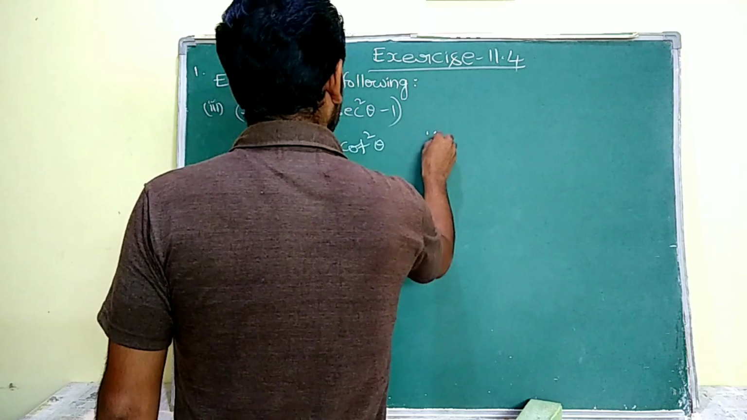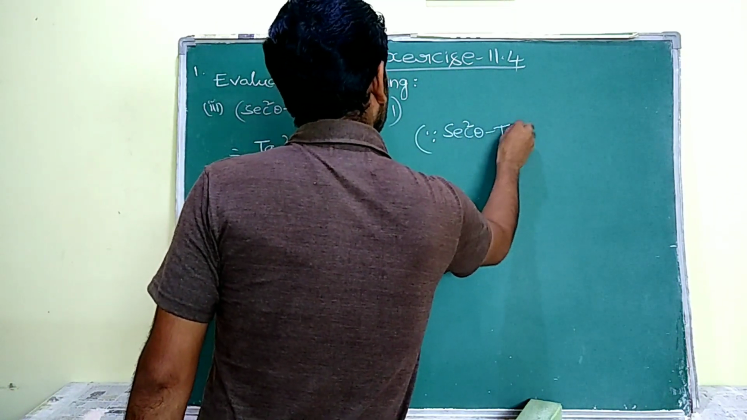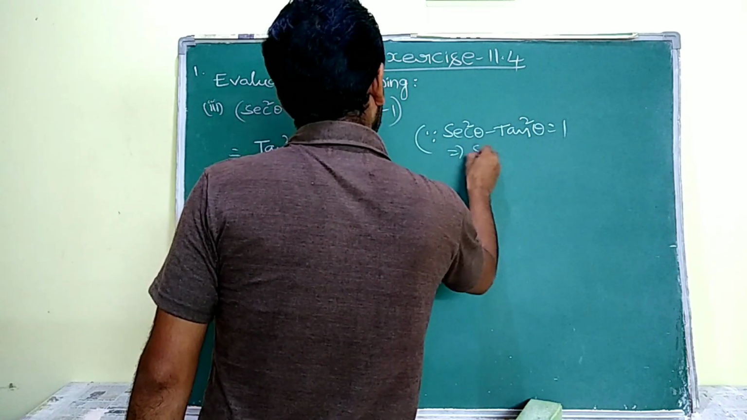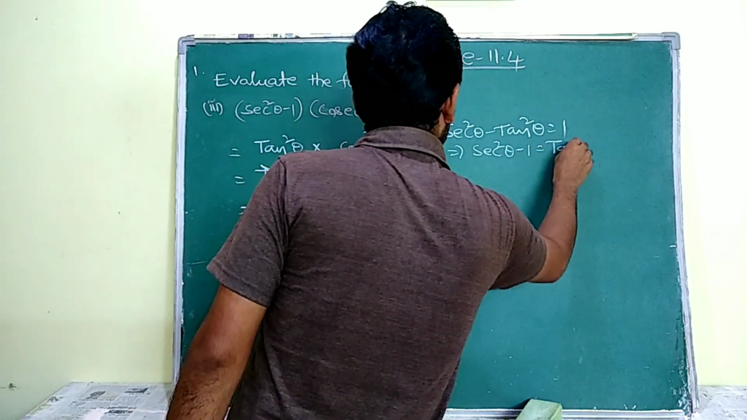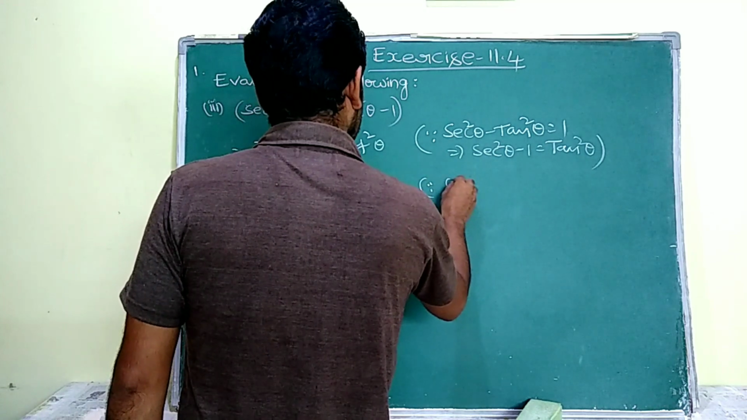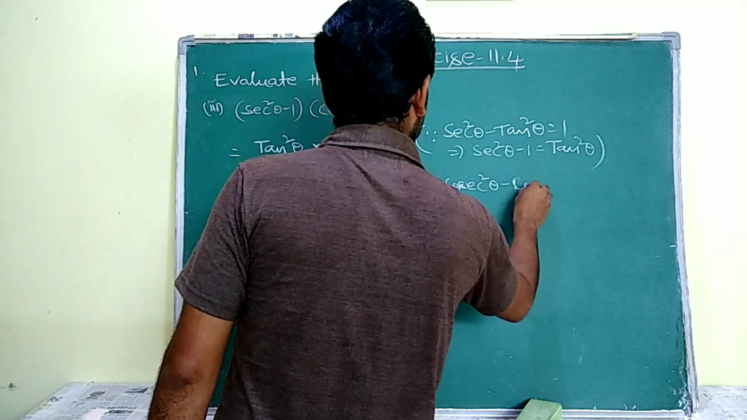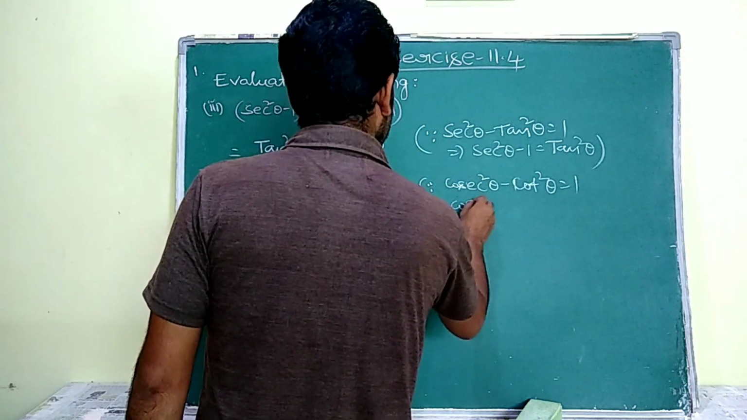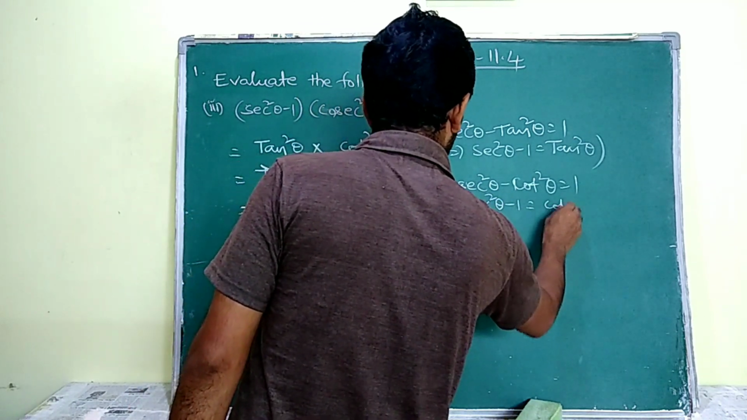If you want to write the identities here, then write: secant square theta minus tan square theta is equal to 1. By that, secant square theta minus 1 is equal to tan square theta. Similarly, cosecant square theta minus cot square theta is equal to 1. By that, cosecant square theta minus 1 is equal to cot square theta.